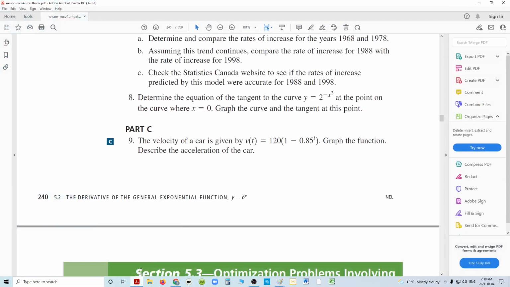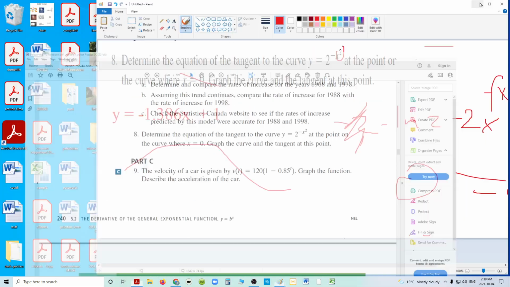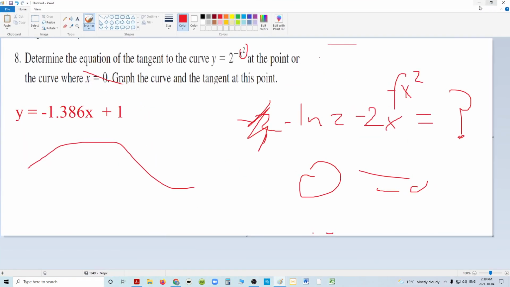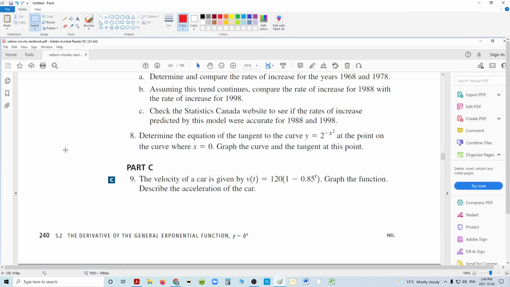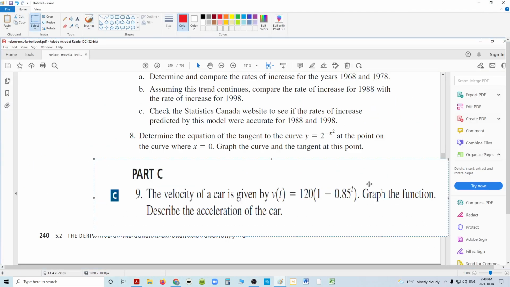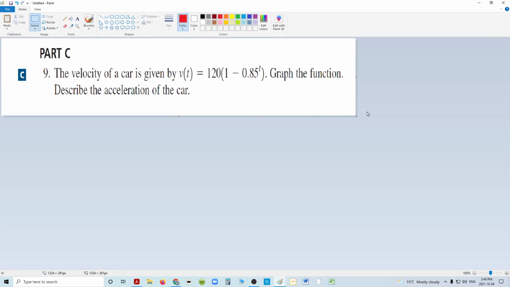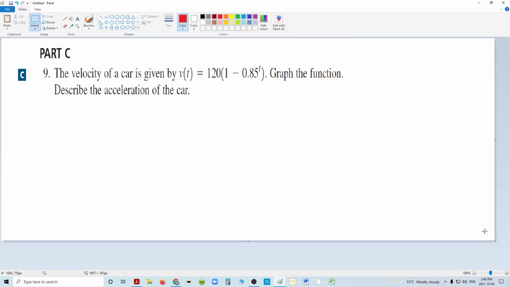Okay, the last one. So I kind of botched a lot of this. Been botching a lot of them lately. That's okay. The techniques are right. The results are usually just moving too fast. The velocity of a car is given by this, so it's velocity based on time. Graph the function, describe the acceleration of the car.